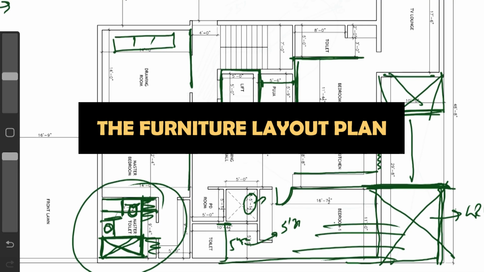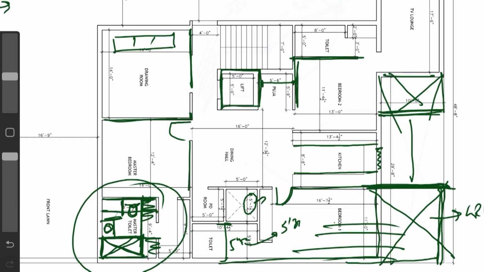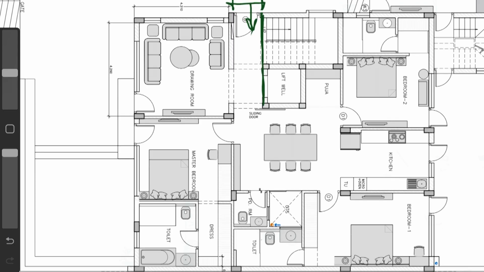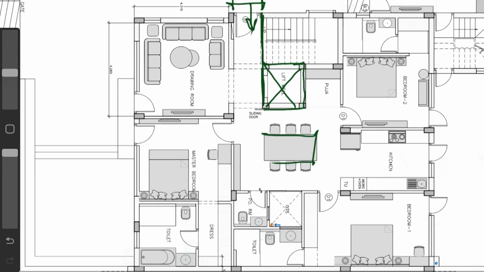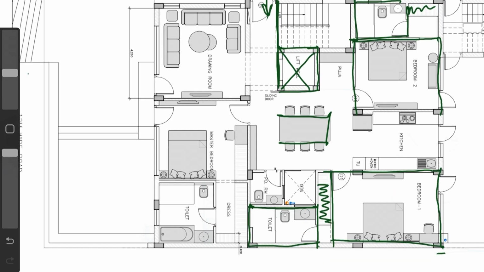Now let's discuss the furniture layout plan that I created for this space. And also let's see what architectural modification could be done today to make that layout better. So this is my main entry. This is my lift. This is my dining area plus lobby. This is the puja. This is bedroom 1 with the wardrobe. Its toilet is here. This is bedroom 2. Its wardrobe is over here with attached toilet like this. This is the master bedroom.